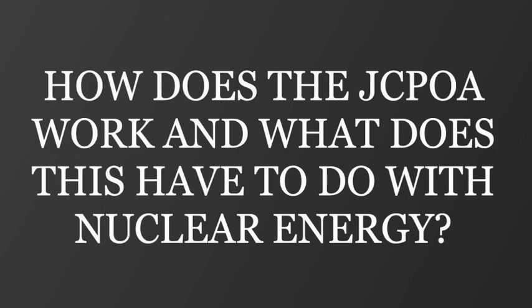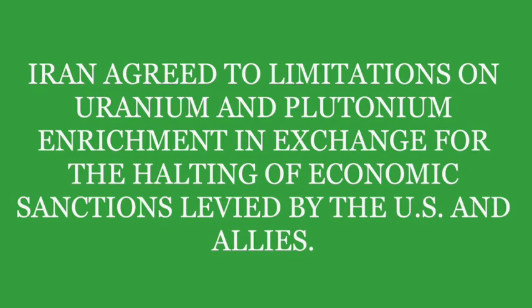But how does the JCPOA work, and what does this have to do with nuclear energy? The JCPOA is at its core a quid pro quo deal that enforced nuclear restrictions on Iran. Iran agreed not to produce either the highly enriched uranium or plutonium that could be used in a nuclear weapon.